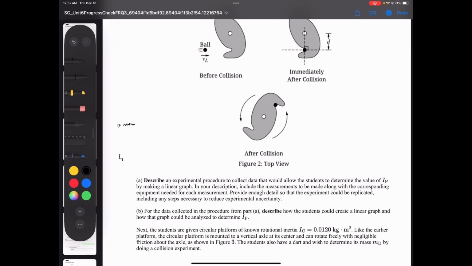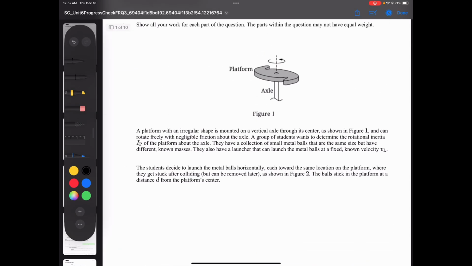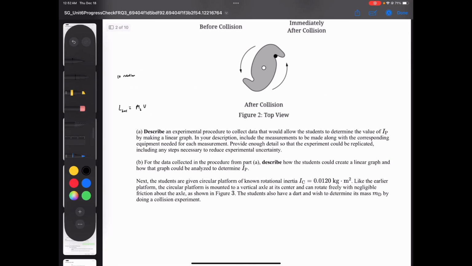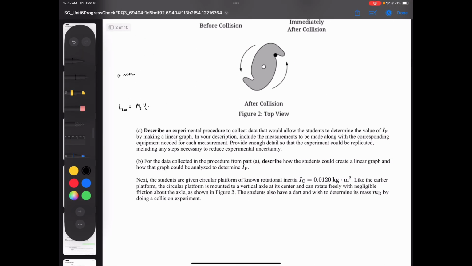So the angular momentum of the ball is equal to the mass of the ball times the velocity of the ball, which, what do they label the velocity as? VL. So the launch velocity. So times the launch velocity of the ball times d, that's going to be the angular momentum of the ball. All right, and that angular momentum of the ball is going to equal the angular momentum of the system after the collision because of the conservation of angular momentum.